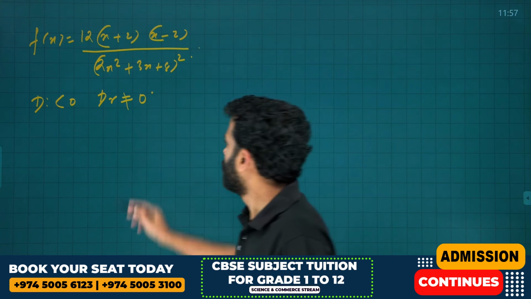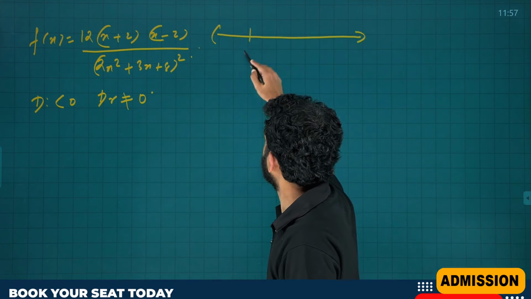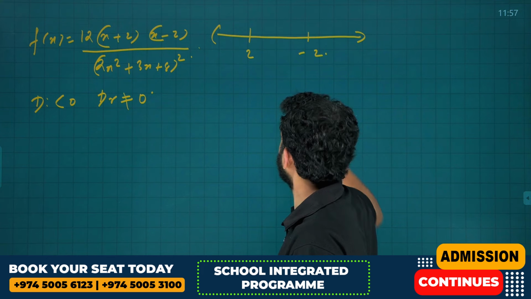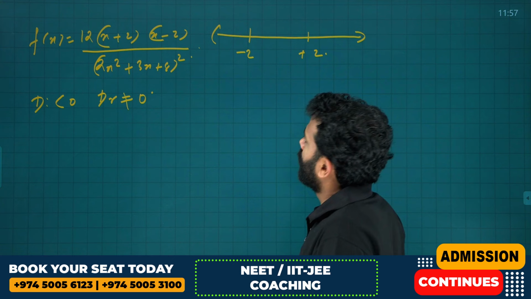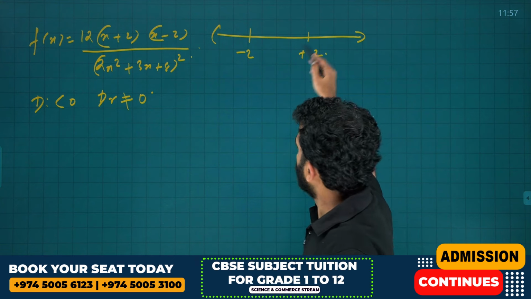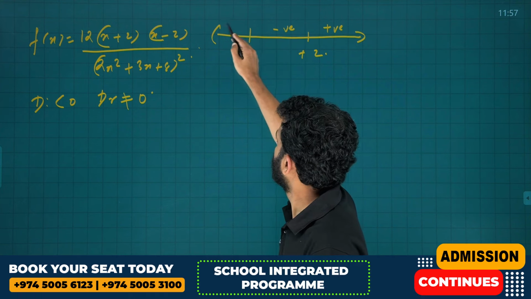The numerator, I think we can operate it like this: minus 2 and 2 here. Tell me a number which is greater than 2, that is 4. At 4 it will be positive, so here it will be negative, and here it will be what?